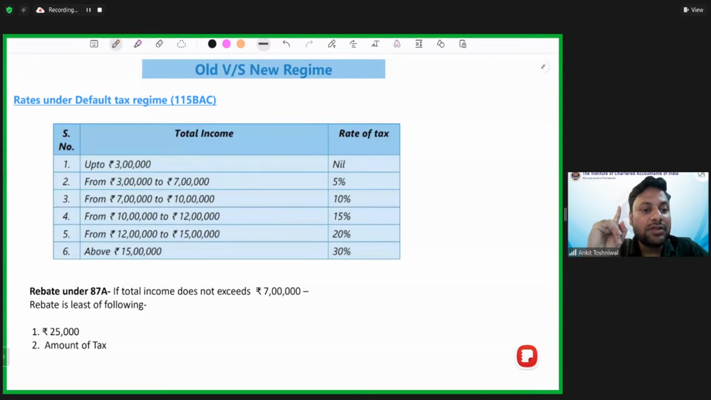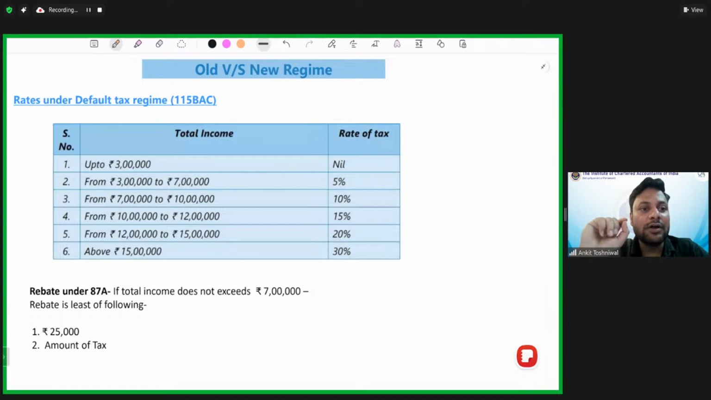If income is 3 to 7 lakhs, it will be taxed at a 5% rate. If it is 7 to 10 lakhs, then 10%; 10 to 12, then 15%; 12 to 15, then 20%. And above 15 lakhs, the tax rate will be 30%, right? However, if the income of the CC does not exceed 7 lakhs, then there will be no taxation.